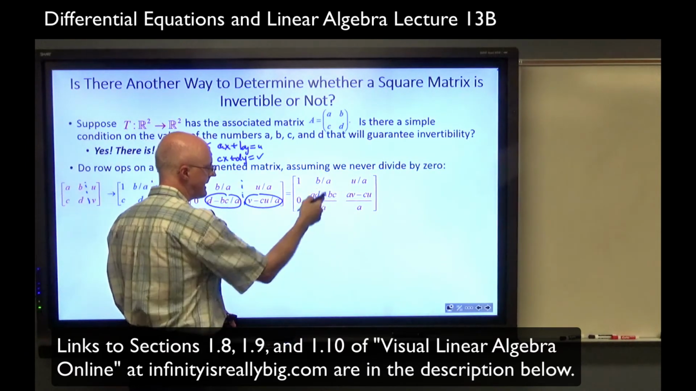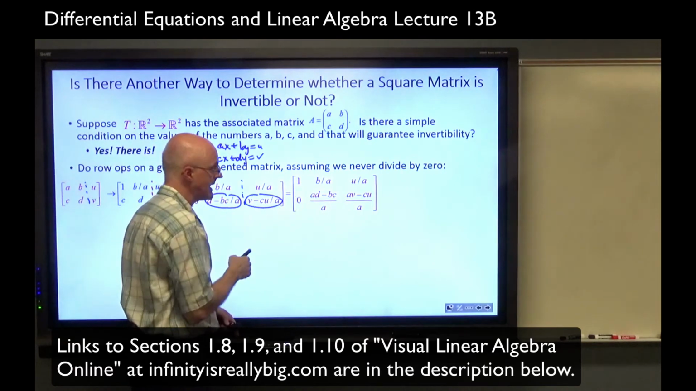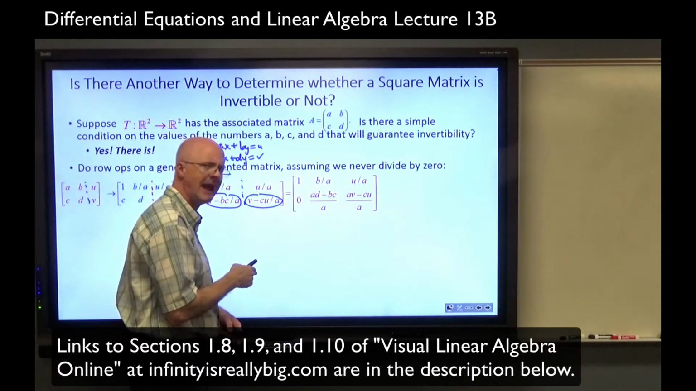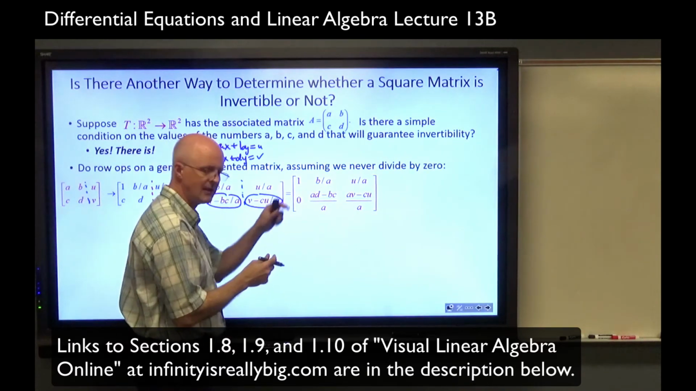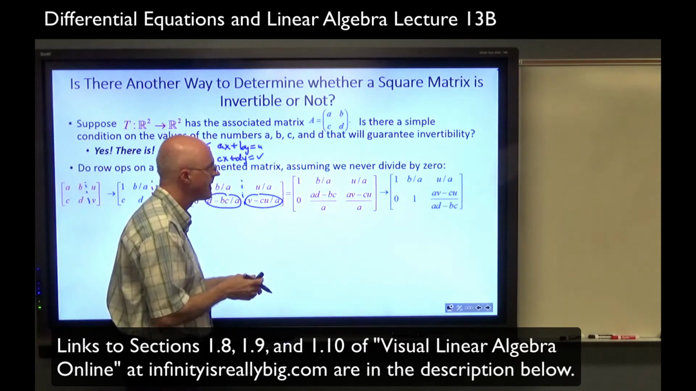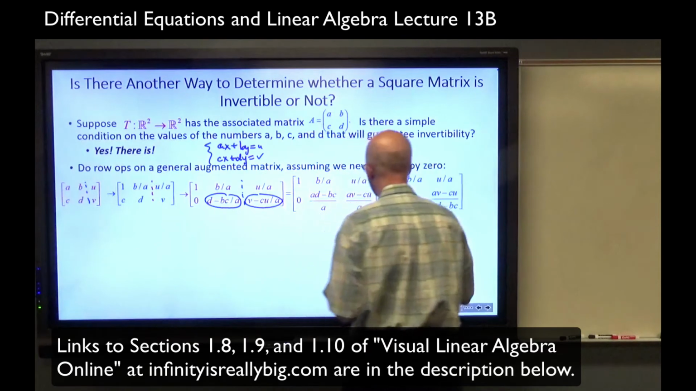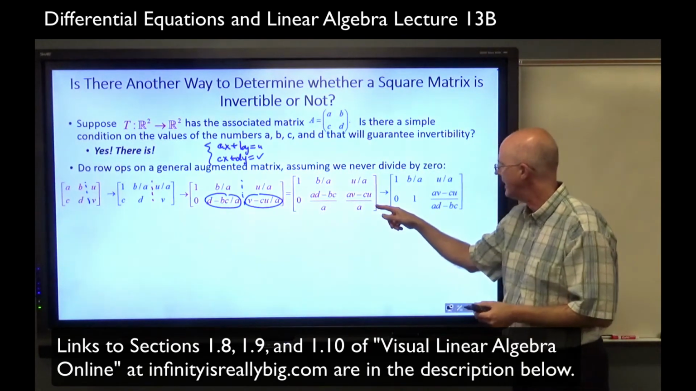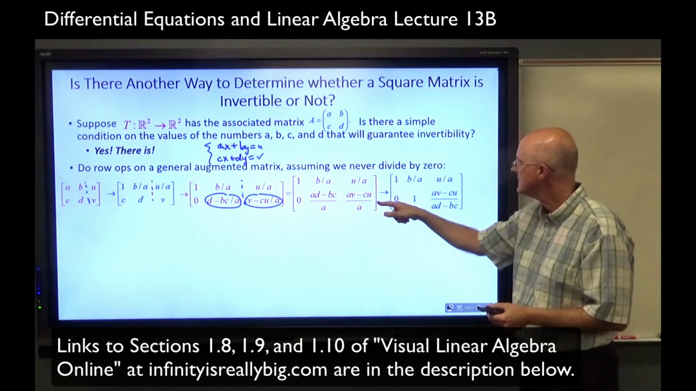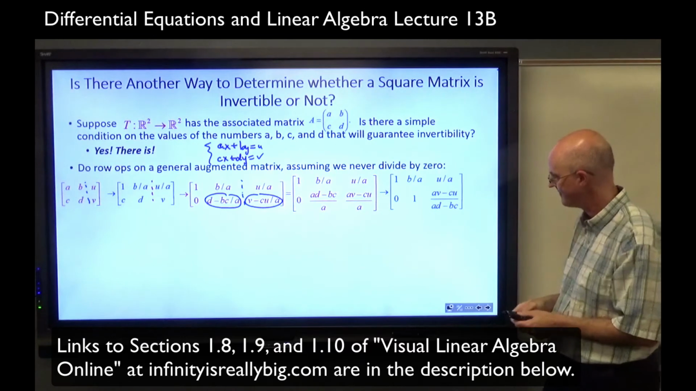Next step is to make a leading 1 in the second row. I should multiply it by A divided by AD minus BC, in other words, multiply by its reciprocal to make it a 1. If I do that to this term, I have to do it to this one as well. Multiply that fraction by A over AD minus BC. The A's will cancel, leaving you with this.